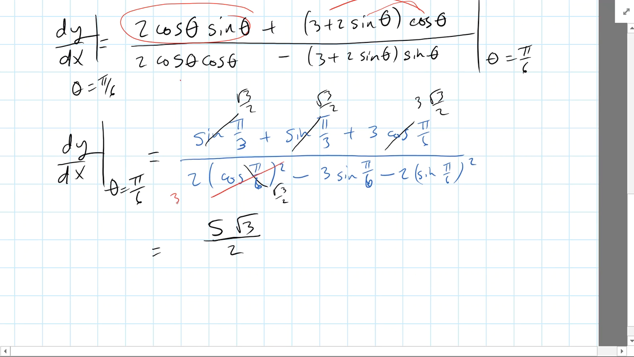Does everybody see it? Yeah. That becomes 3 halves. This is, that's a half. Is this a minus 3 halves? Do the 3 halves go away? Yes. And then here, that's a half, right? So I have negative 2 over 4. Am I dividing by negative a half? Dividing by negative a half is the same as multiplying by negative 2. And the answer is negative 5 square root of 3.